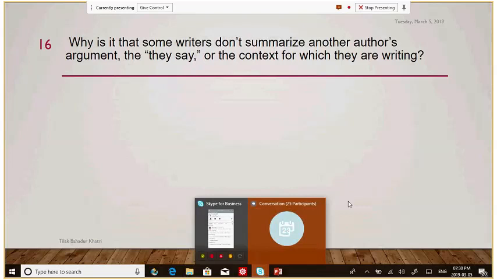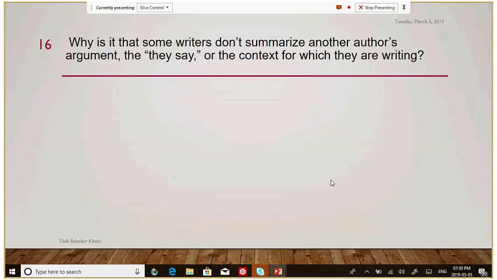Okay, one of you may try it. Why is it that some writers don't summarize another author's argument, they say, or the context for which they are writing? Why do they not simply summarize their arguments? Okay, you may continue. So why did that happen?